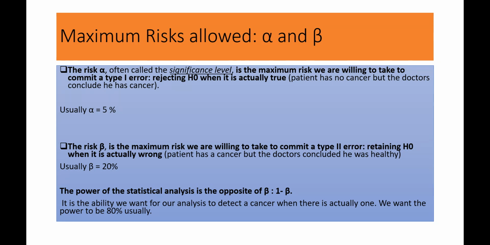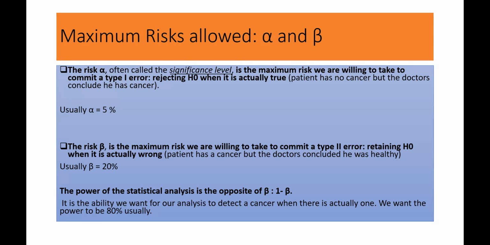Usually, your chance of committing a type 1 error, like the p-value, basically your probability of making the type 1 error, which is the p-value, must be less than 5%. Okay? So the risk beta, on the other hand, is the opposite. It's the maximum risk we are willing to take to commit a type 2 error, retaining H0 when it is actually false. Patient has a cancer, but the doctors concluded that he was healthy. Usually, beta is equal to 20%.